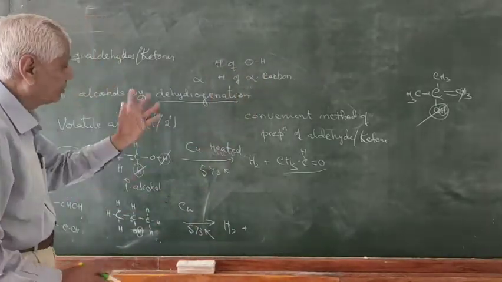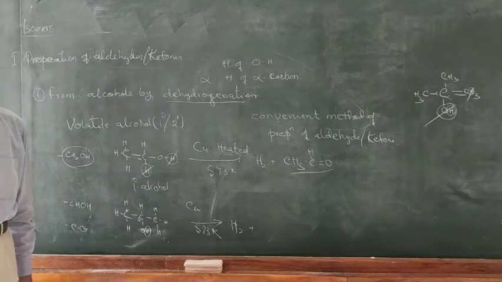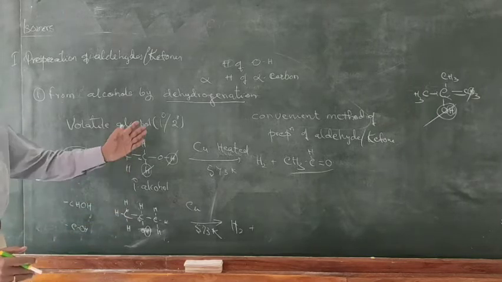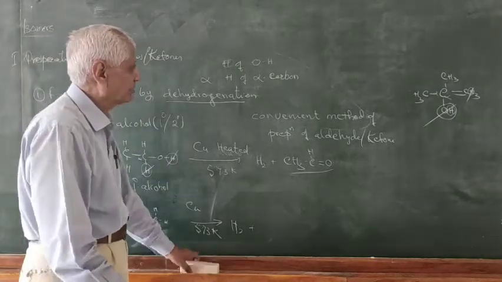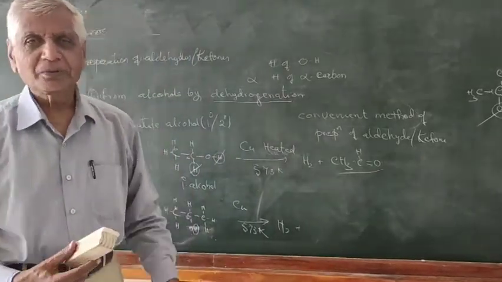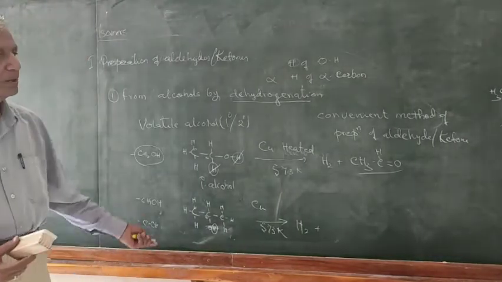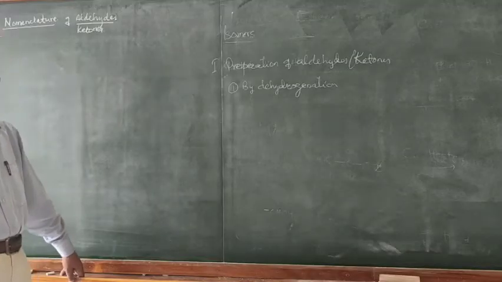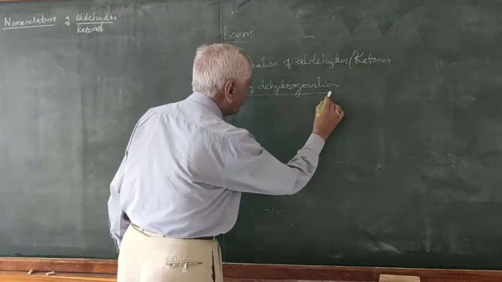Therefore, tertiary alcohol will not give you an ordinary ketone. What does it give? It will give you alkene. By what reaction? Dehydration, not dehydrogenation. Is it okay? So this is one method, the convenient method of preparation of the ordinary ketone: starting from the primary or secondary alcohol by heating over copper, that is dehydrogenation reaction. This is one. Secondly, preparation of ordinary ketones can be done by a simple method by dehydrogenation of alcohol.